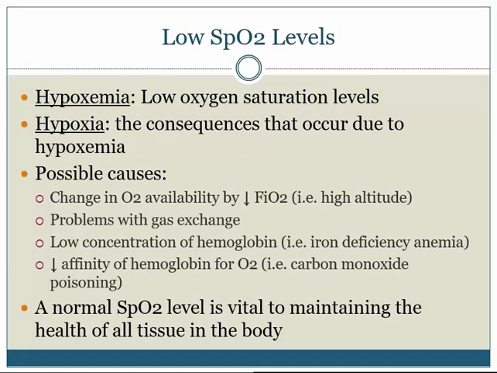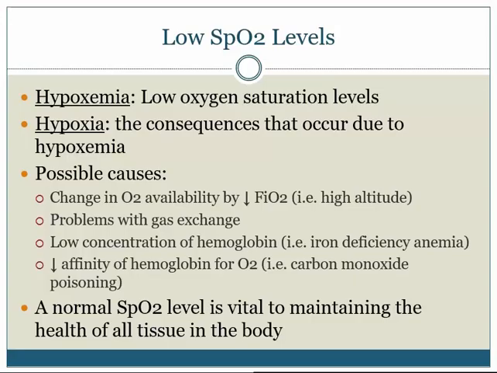If they have a low concentration of hemoglobin, an instance of that would be patients that are iron deficient and anemic. Their body doesn't have the ability to carry that much oxygen to the tissues. If their body has a lower affinity of the hemoglobin for the oxygen, like in carbon monoxide poisoning, carbon monoxide takes the place of oxygen. The hemoglobin can't bind to oxygen, and that's why it's such a fatal and very serious situation when you have somebody that has carbon monoxide poisoning.